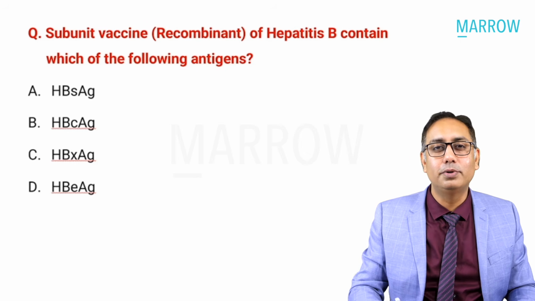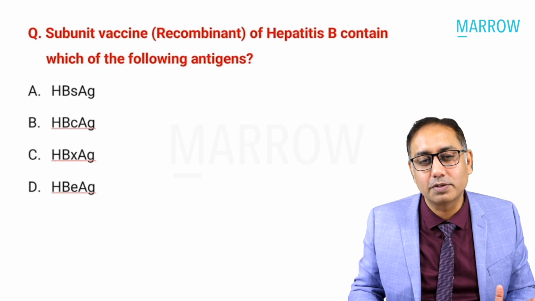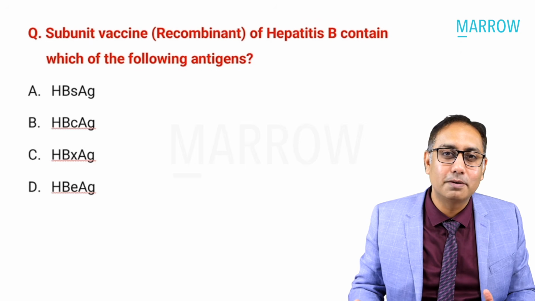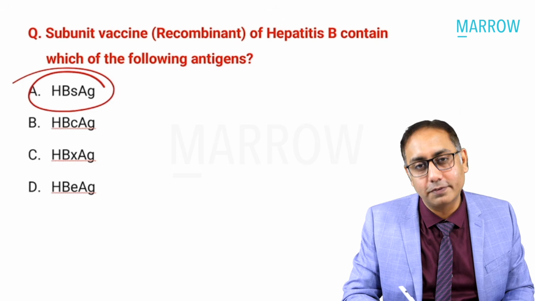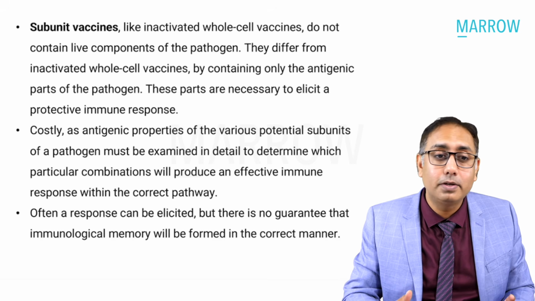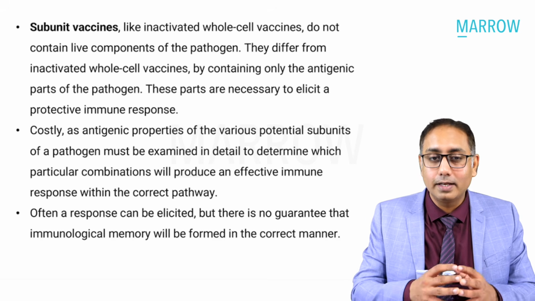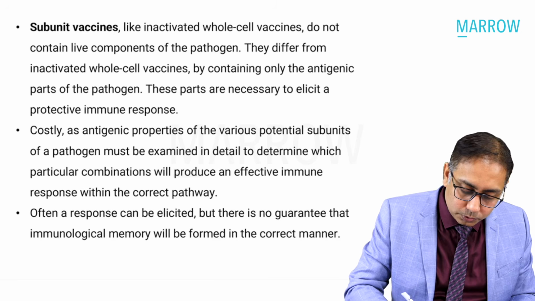Simple direct MCQ. Subunit recombinant vaccine of hepatitis B will contain which of the following antigens? I think this is more of a microbiology question. Answer to this is hepatitis B surface antigen. So what are subunit vaccines? Subunit vaccines do not contain the live part of the vaccines. So subunit vaccines are usually costly.